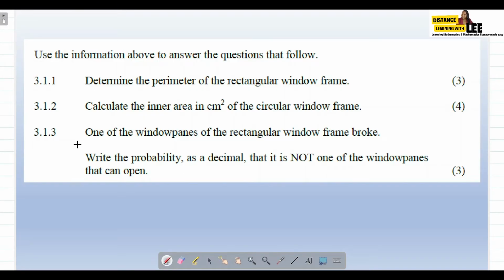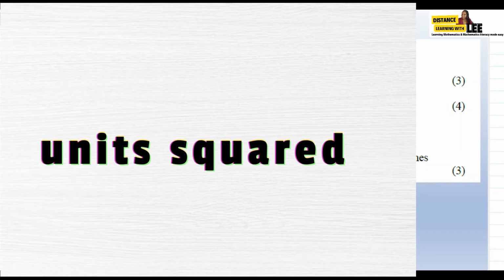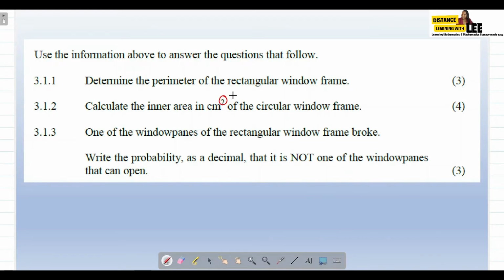Question 3.1.2 says: calculate the inner area in centimeters squared of the circular window frame. We know that when we're calculating area, it is always in units squared, always in meters squared, kilometers squared, millimeters squared. Okay, area is always in units squared. So we are told that we need to calculate the inner area in centimeters squared of the circular window frame. Okay, so let's see.